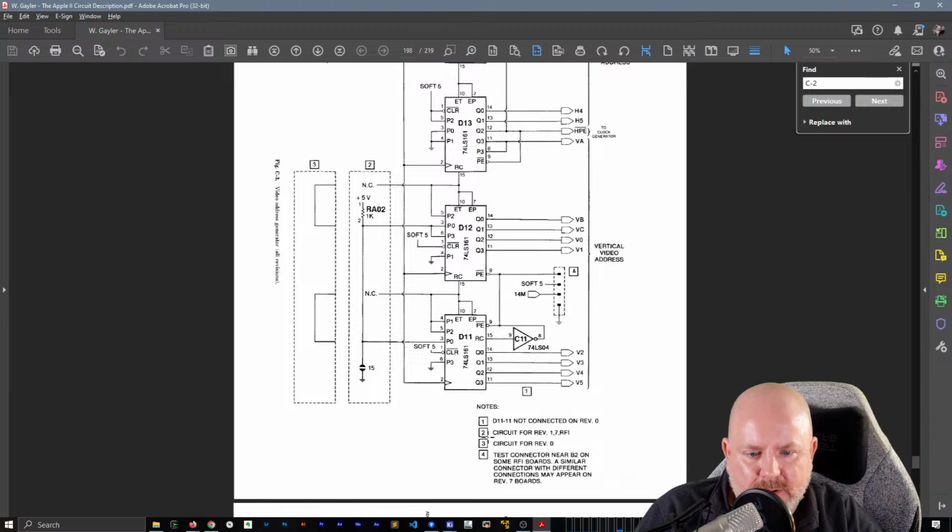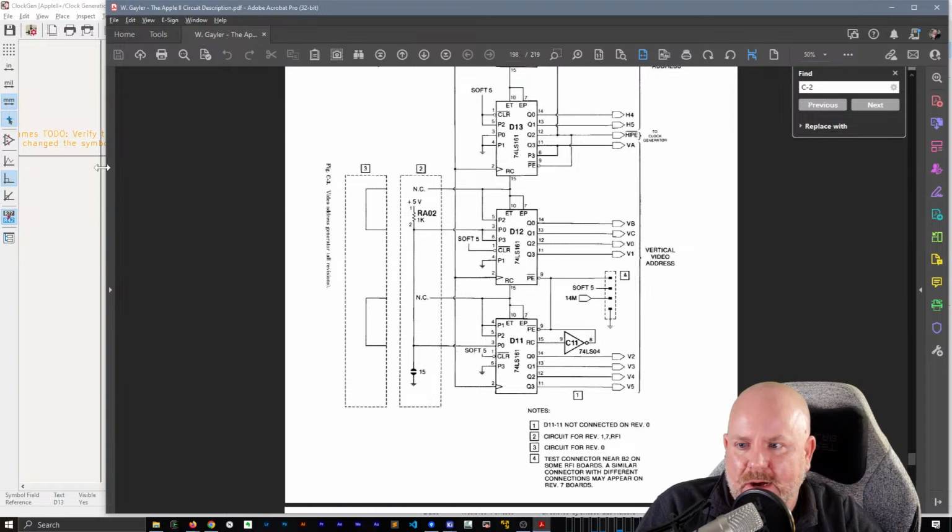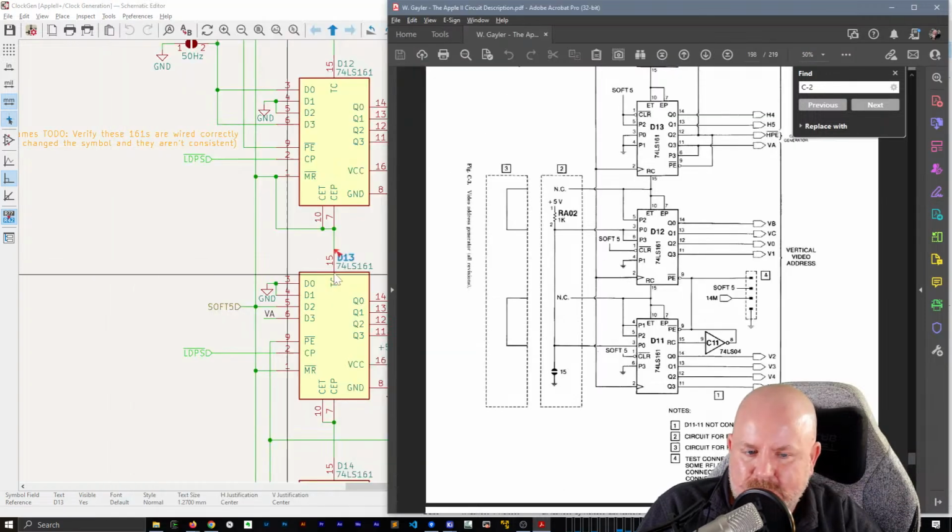And what is this saying down here? So 2 circuit for Rev 1. And then Rev 3 or Rev 0, it looks like this must mean that this wraps around and connects to that same point as here. So I think I know how to resolve this.